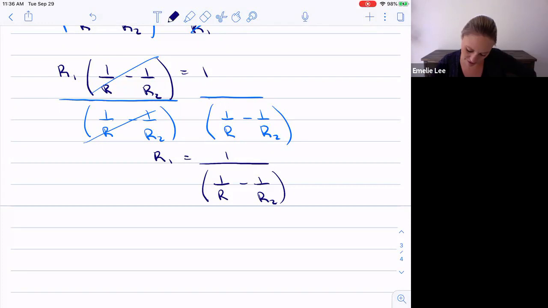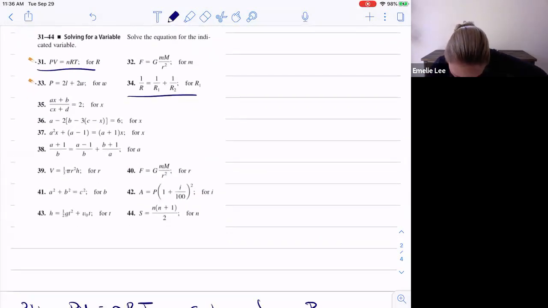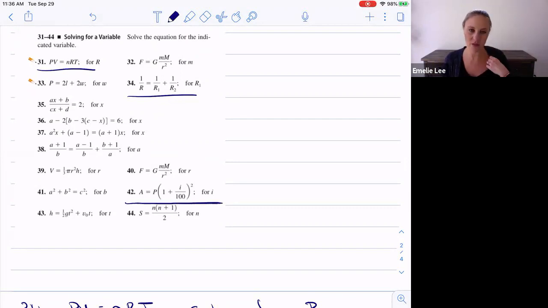So let's have a look at some of these other ones. Are there any others? I want to leave quite a few of them for you guys, but the last one of these that I want to do is 42. And just showing you a couple of different options that we would have to deal with.